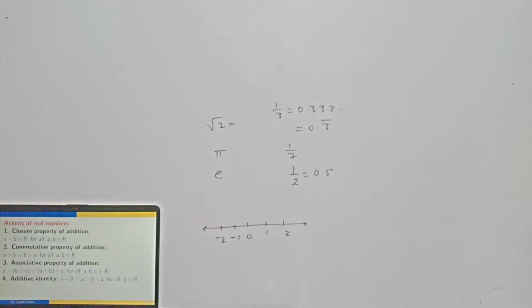Additive identity means, what is additive identity in real numbers? 0. Because if you add 0 to any real number, you get the same real number. So 0 is additive identity. Additive inverse. If a is any real number, then minus a is another real number. Addition of the two gives the additive identity. So minus a is additive inverse. So these 5 axioms are there with respect to addition.